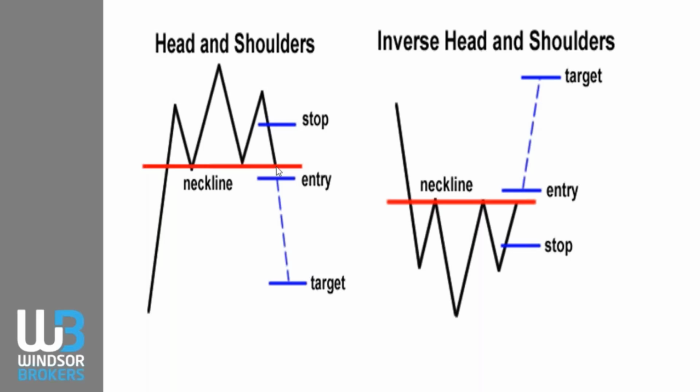And again, the same rule: the distance from the highest point to the neckline. The expected move could be the length of this distance or double the size. Inverse head and shoulders is a mirrored picture.